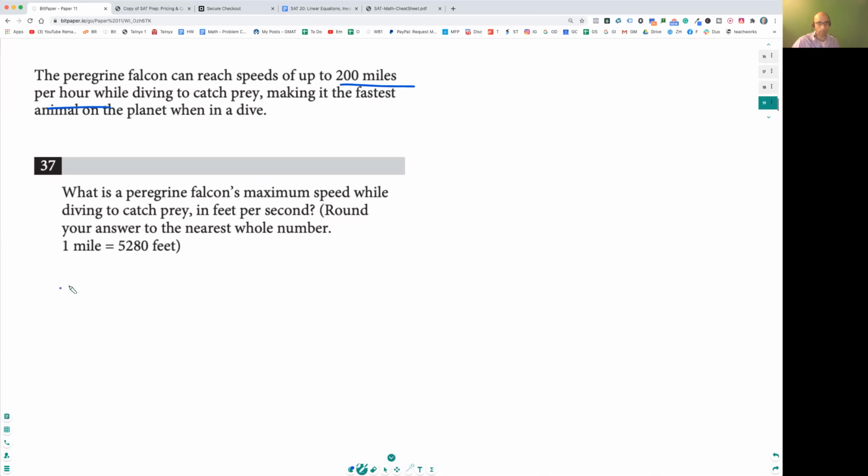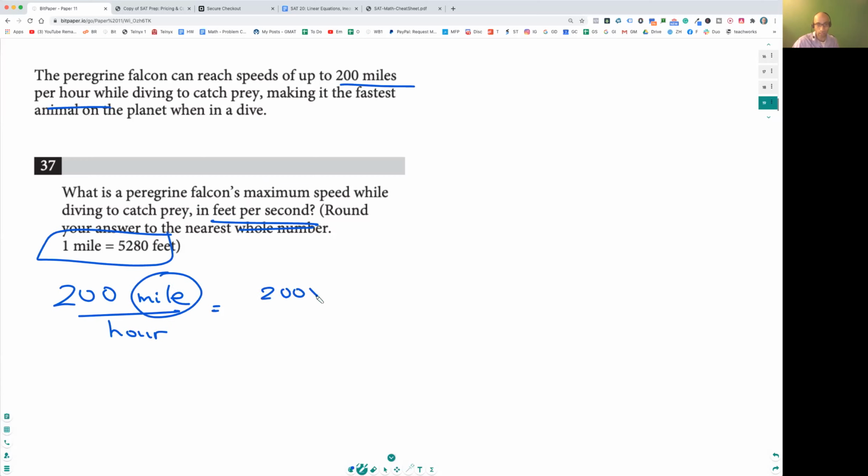200 miles per hour, right? So 200 miles per hour. And all they're asking is feet per second, right? Feet per second. So now just convert the mile to feet. It's given right here in front of you guys. So in place of the mile, you can put in 200 times 5280 feet, right? Miles to feet is this way. And then on the bottom, hours to seconds, because they're asking in feet per second. So you need to convert this to seconds.